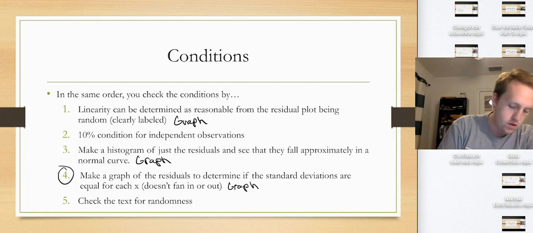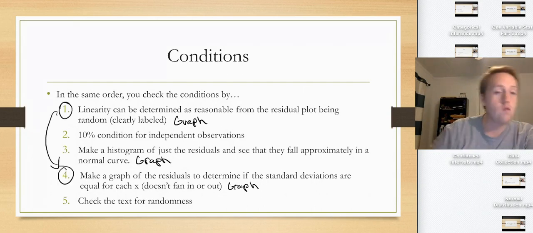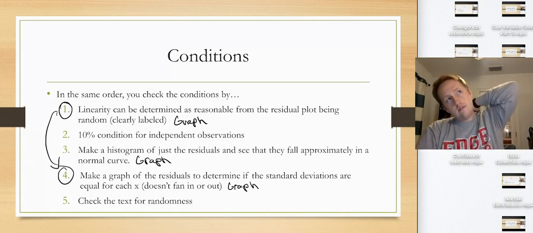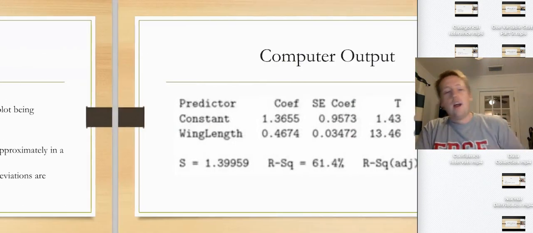So actually, those can be one graph though. And then obviously we check the text for randomness. So 2 of the conditions for this are graphs. So that's exciting. No, it's not.